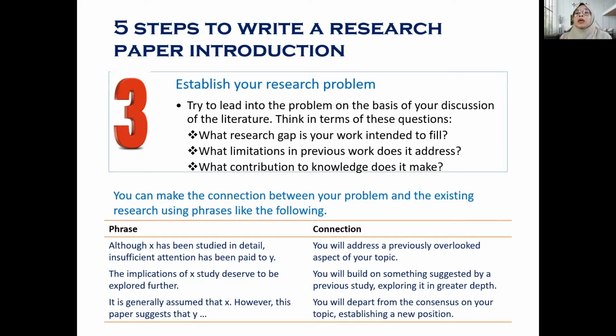The implication of X study deserves to be explored further. So you will build on something suggested by the previous study, exploring it in greater depth. The other example is, it is generally assumed that X. However, this paper suggests that Y, and so on. This means that you will depart from the consensus on your topic, establishing a new position. So this example, you can copy this sentence, but adapt it to your own context.